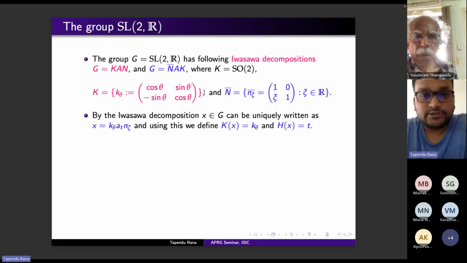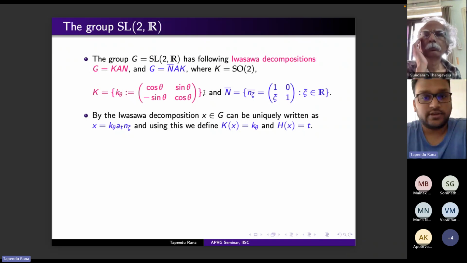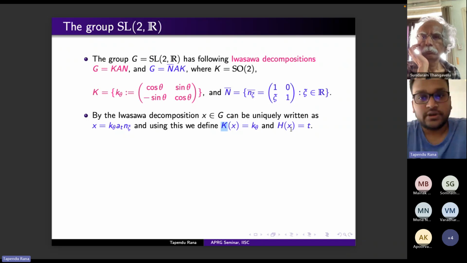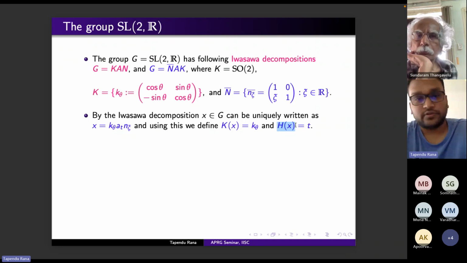Now, by the Iwasawa decomposition, any x belonging to G can be uniquely written as x equal to k_theta, a_t, and n_xi. Using this, we define K(x) equal to k_theta and H(x) equal to t. That means we are taking this function, projecting x on the K coordinate, and this H function projecting x on the A coordinate.